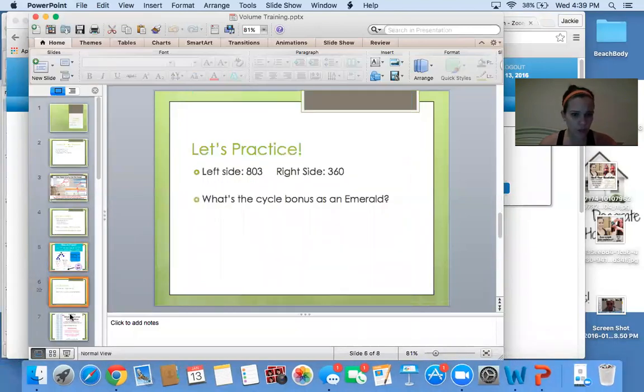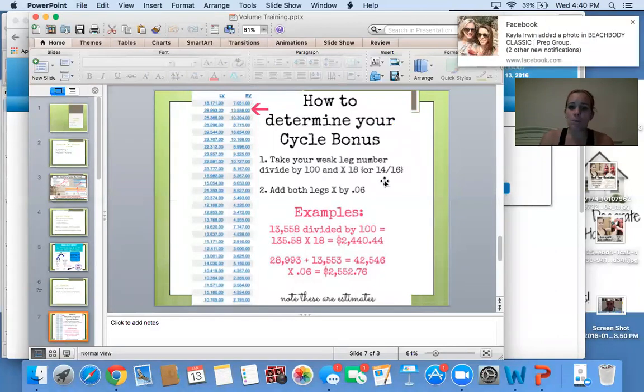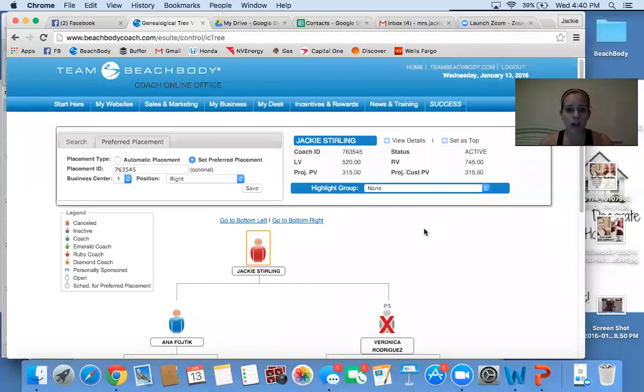However, there's a pretty easy way to do it. You can look at your weak leg number, divide that by 100, and then multiply that by 18 or 14 or 16, depending on what you have, and it'll give you an estimate. Sometimes your carryover volume comes into play, and so you might make a little bit more, but I would not worry about all of that right now. I would just focus on the basics of volume.